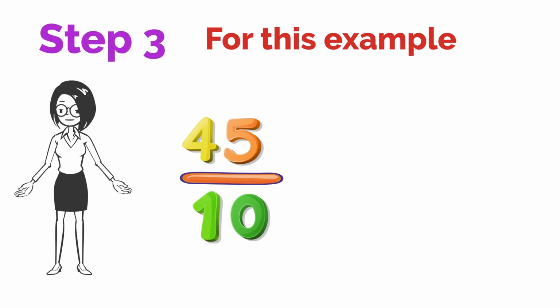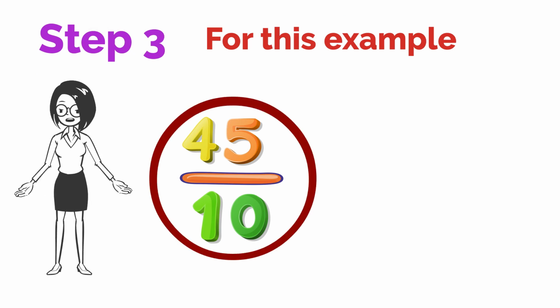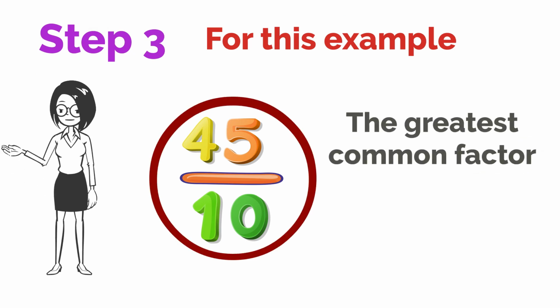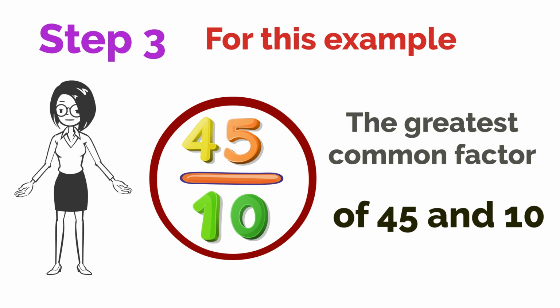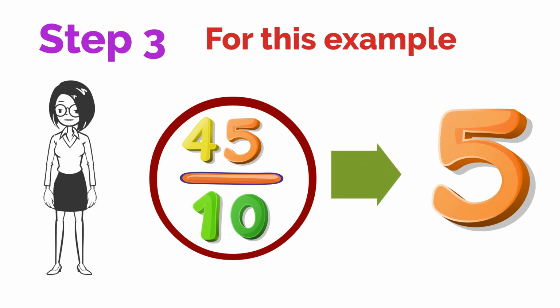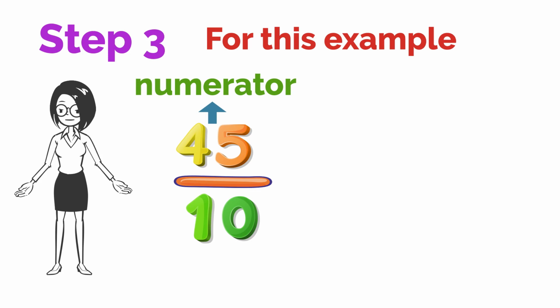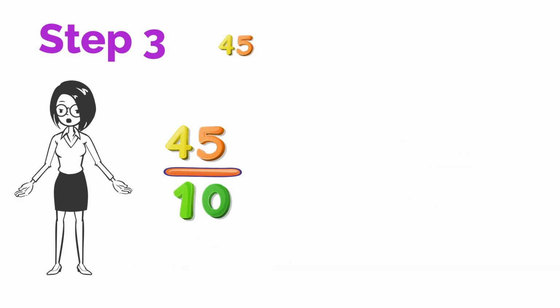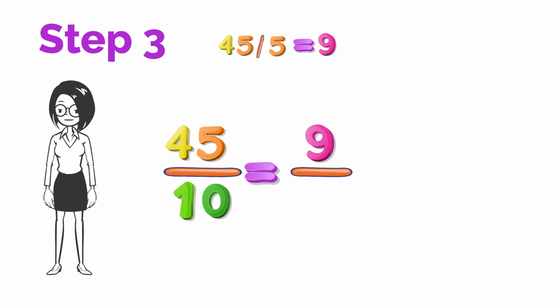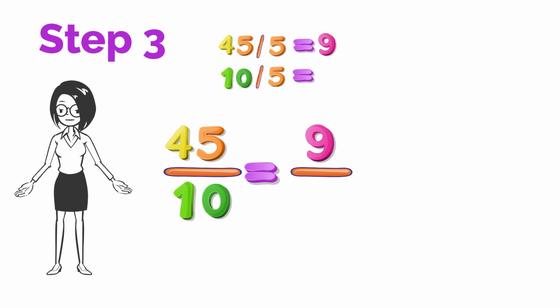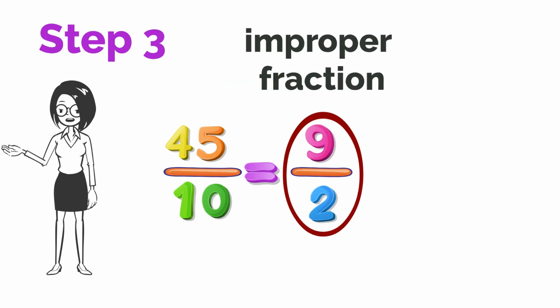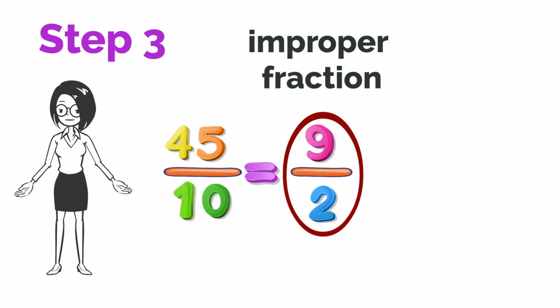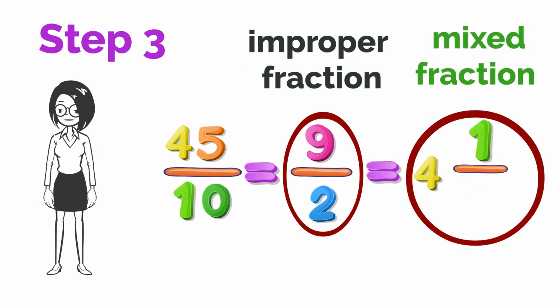Step 3. The final step is to simplify the fraction 45 over 10. We need to find the greatest common factor of 45 and 10. In this case, that is the number 5. Divide both the numerator and the denominator by 5 to simplify the fraction. 45 divided by 5 equals 9. 10 divided by 5 equals 2. This gives us an improper fraction of 9 over 2, which can be converted to a mixed fraction of 4 1/2.